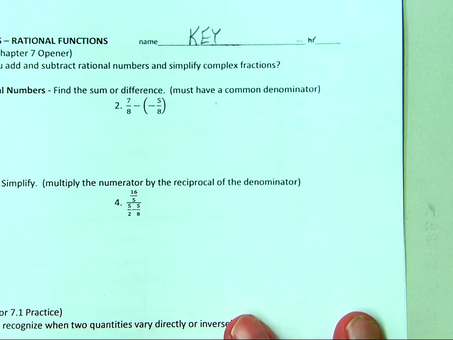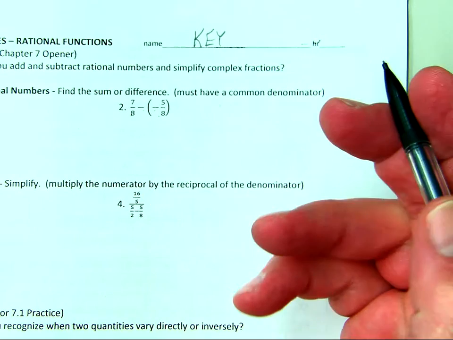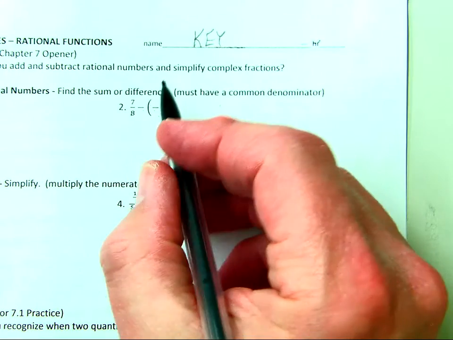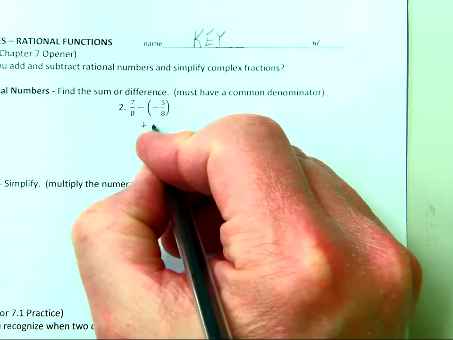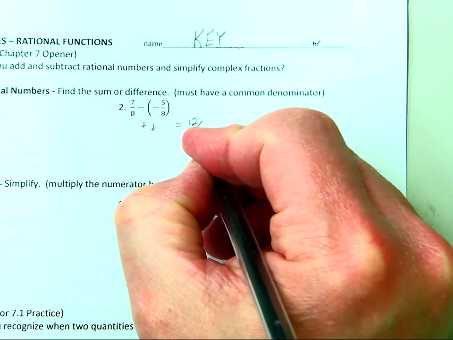The second one, here we're subtracting a negative 5 eighths. Now notice they both already have a denominator of 8, so we don't have to worry. We have a common denominator already. So minus a minus is plus a plus. So 7 eighths plus 5 eighths is 12 eighths.